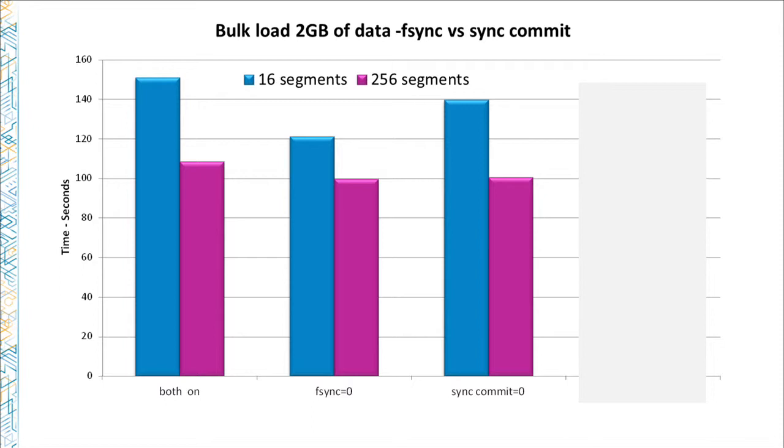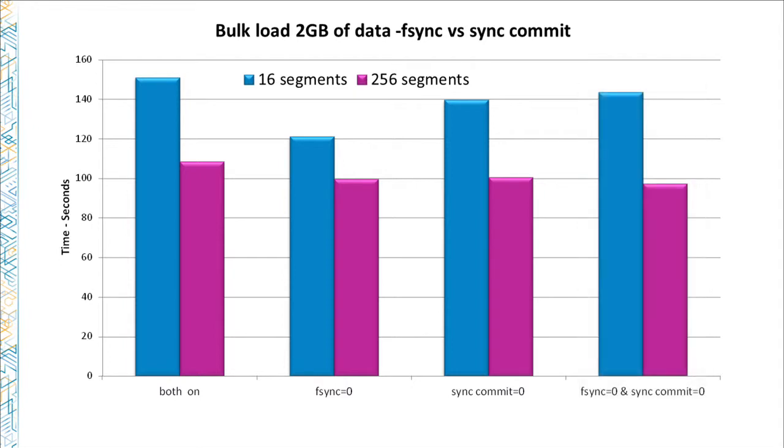And that's the same for synchronous commit. You'll notice in these tests that changing the checkpoint segments was the much more important thing to do. And even with both of them off, it's only a 3% improvement to turn off fsync. Not something I would recommend.